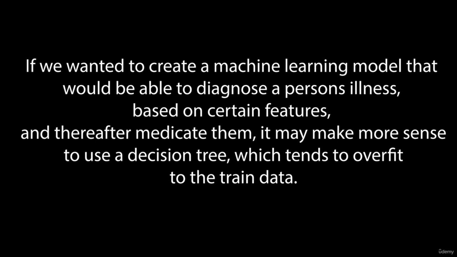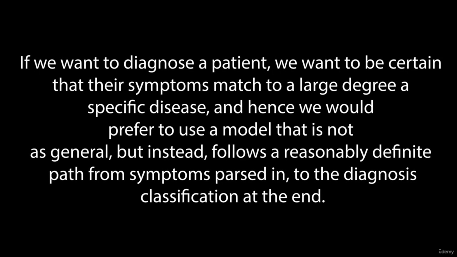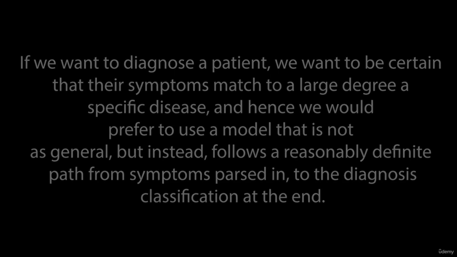If we wanted to create a machine learning model that would be able to diagnose a person's illness based on certain features and thereafter medicate them, it may make more sense to use a decision tree which tends to overfit on the training data. If we want to diagnose a patient, we want to be certain that their symptoms match to a large degree a specific disease, and hence, we would prefer to use a model that is not as general, but instead follows a reasonably definite path from symptoms passed in to the diagnosis classification at the end.